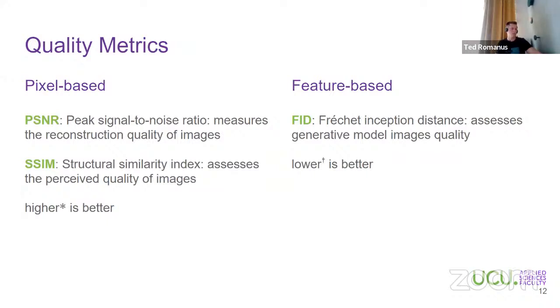For evaluating the quality of our network, we are going to use three quality metrics from two groups, pixel-based metrics and feature-based metrics. Pixel-based compare pixels in images. The first one is PSNR, peak signal to noise ratio, and it measures the reconstruction quality of images. The second is SSIM, structural similarity index. It assesses the human perceived quality of images. And the feature-based metric, FID, Frechet inception distance, assesses the generative model images quality. For the first two metrics, higher is better, and for the third metric, lower is better.